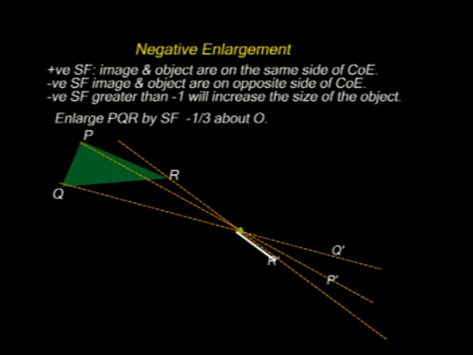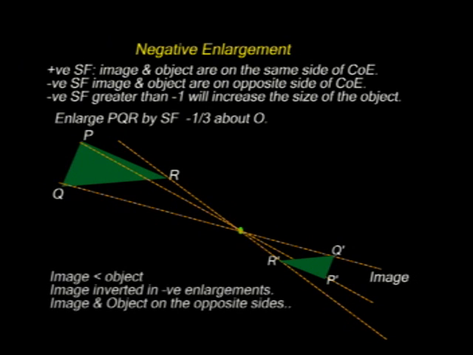So I have all my vertices, and all I need now is to join them, and I'll have my image P prime, Q prime, R prime. Now what we have now is the image of PQR enlarged by a scale factor -1/3 about the center of enlargement O. Now notice the following, that the image is smaller than the object. In cases of negative enlargement, the image is inverted and on the opposite side of the center of enlargement as the object. This is the same procedure that you follow when enlarging figures on the Cartesian plane.